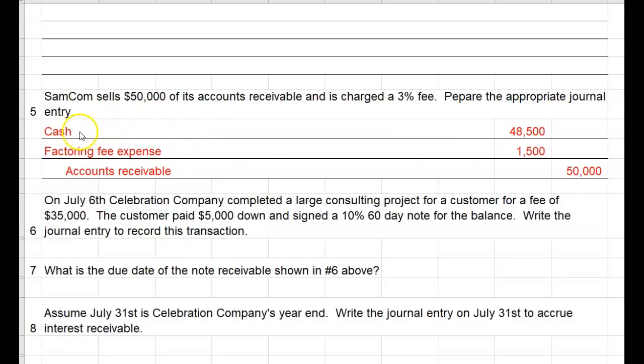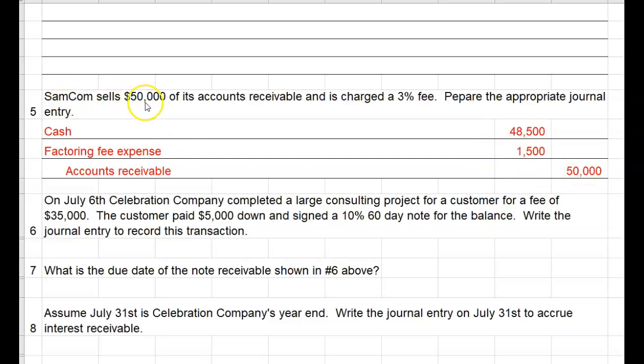The correct journal entry is a debit to cash for $48,500, a debit to factoring fee expense for $1,500, and a credit to accounts receivable for $50,000. The analysis behind this journal entry is as follows.